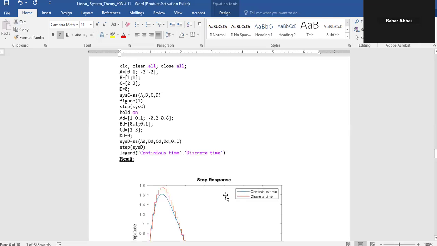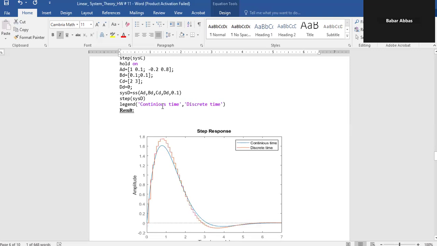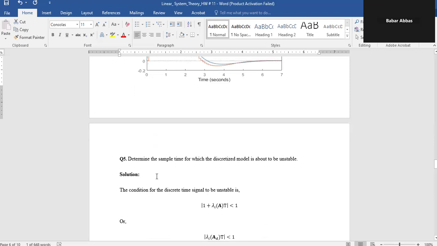Now we have here the continuous time system. The blue is the continuous time system, while this is the zero order hold, and the sample time here in this command is equal to 0.1. So this is the discrete time system.